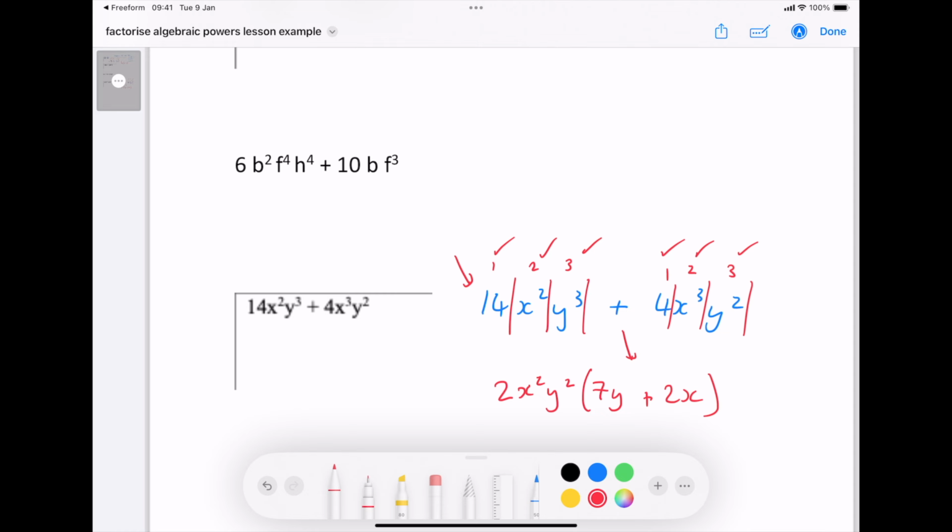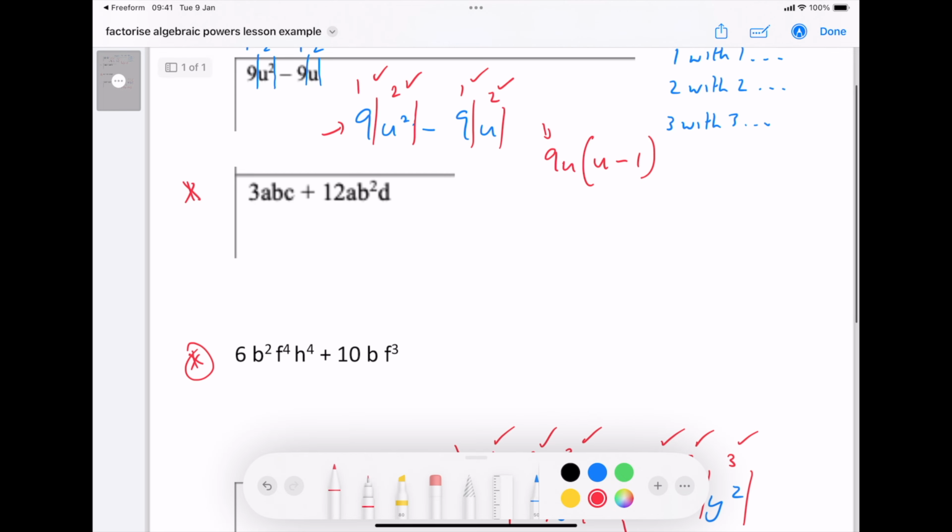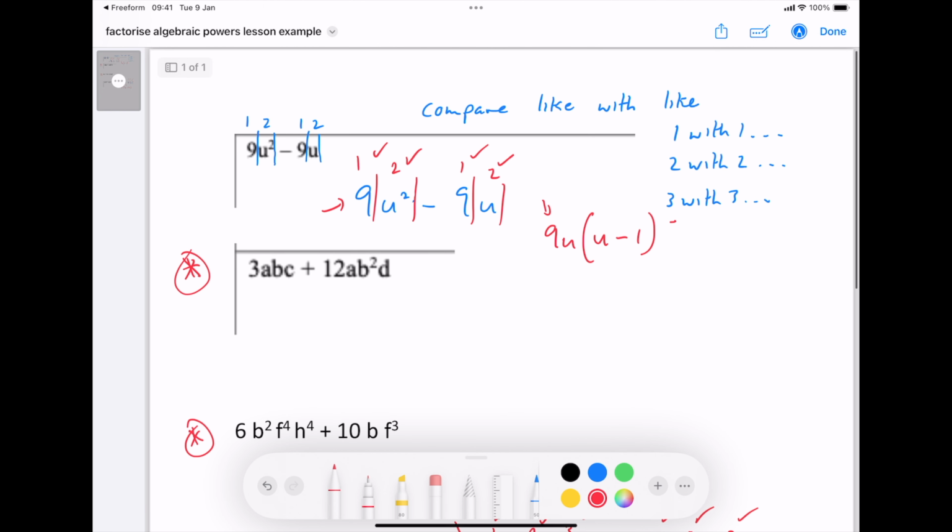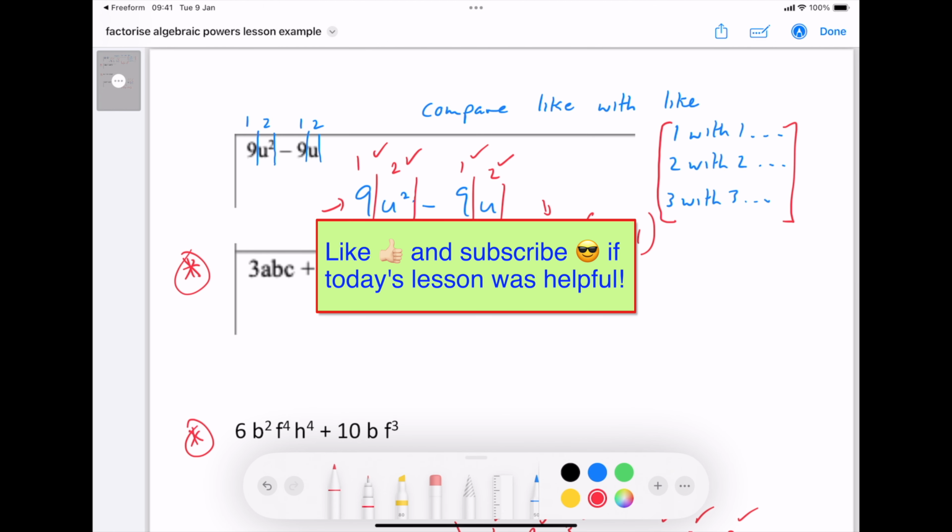Done. What I would like you to do is this one and this one. Don't cheat. Have a go at these first and then check your answers using the mark scheme below. Just to recap, look at each individual expression, split it into parts, number those parts, then compare like with like as I illustrated there.